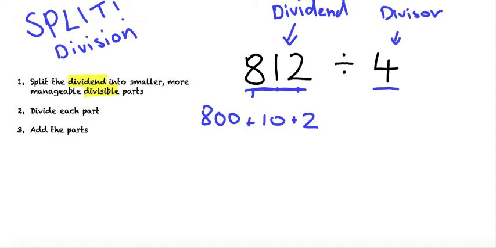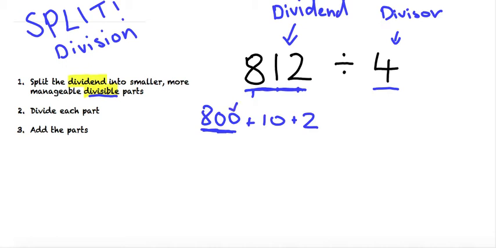Okay, so I've split it into smaller, more manageable parts, but are they divisible? Well, let's have a look. 800. Well, I know that 8 is divisible by 4. 8 shared between 4 gives me 2. So 8 is divisible by 4, so 800 should be divisible by 4.